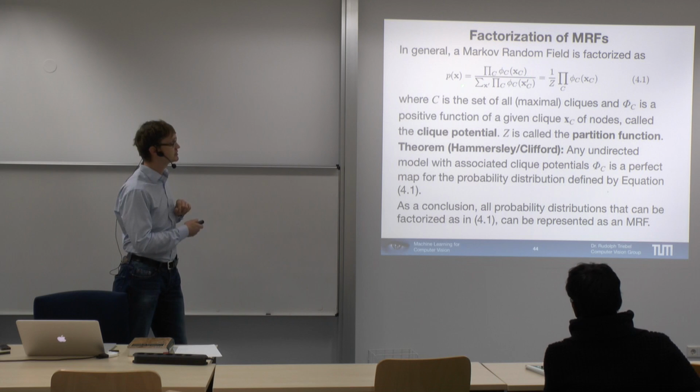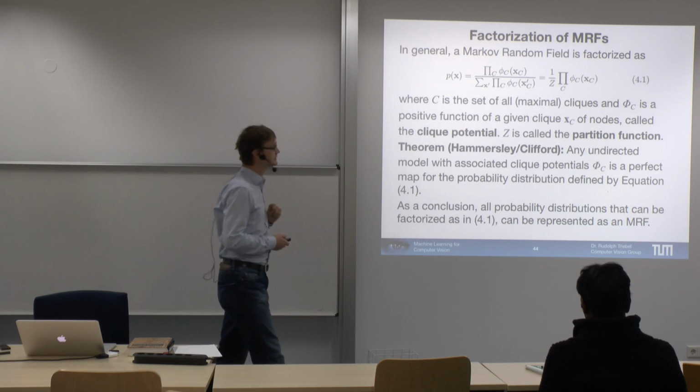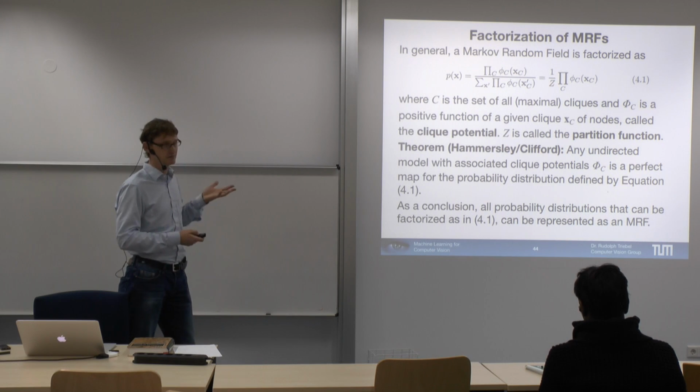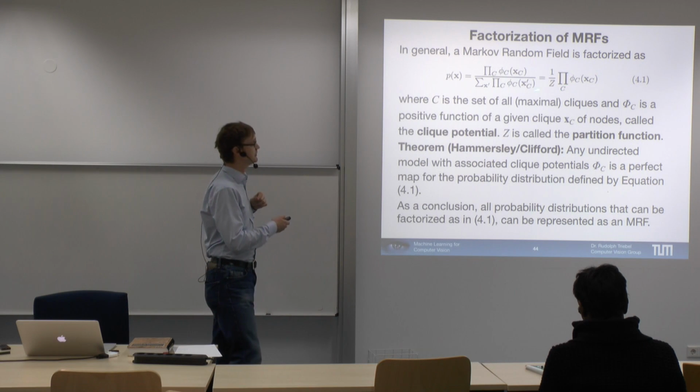This Z is called the partition function, and it's usually very hard to compute. But in many cases, I don't have to compute it because I do maximum a posteriori or maximum likelihood estimation, and I only need the maximum, and this Z is independent of that. This is just a number.